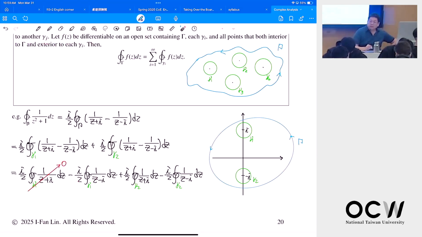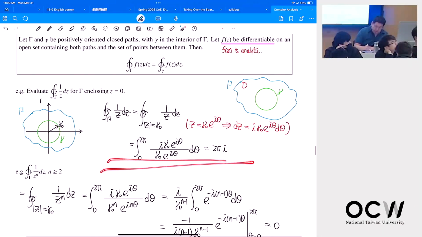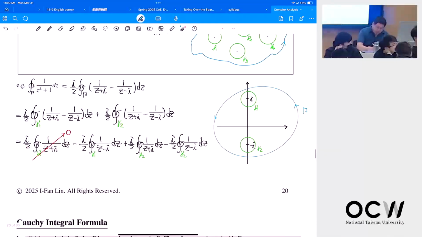Let's see the next one. How about this integration? 0 or 2 pi i. Again, if you think this is 0, raise your hand. 2 pi i. Now this time, gamma 1 is here, and the singular point is i here. So they enclose this singular point. Then you can do it in a similar way. You'll get 2 pi i. So here we get 2 pi i.